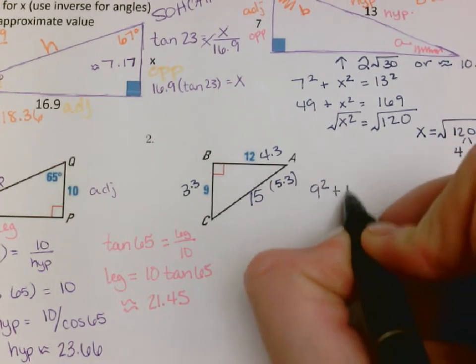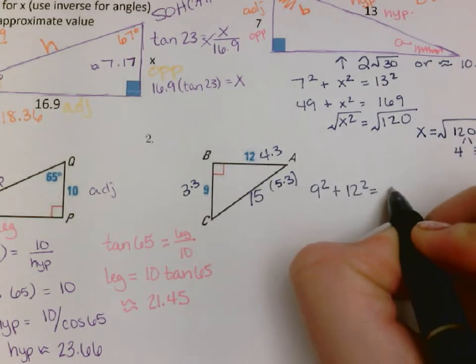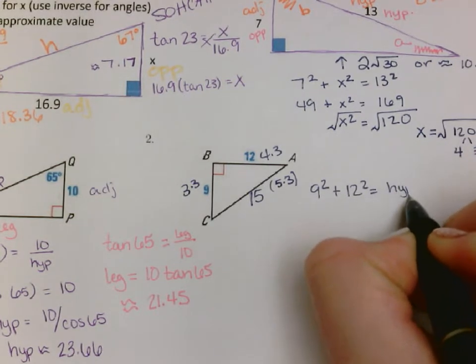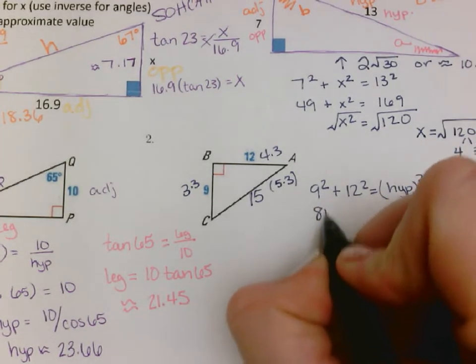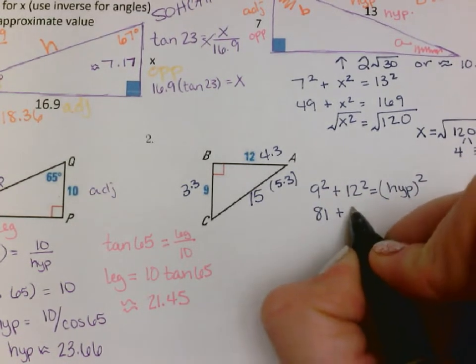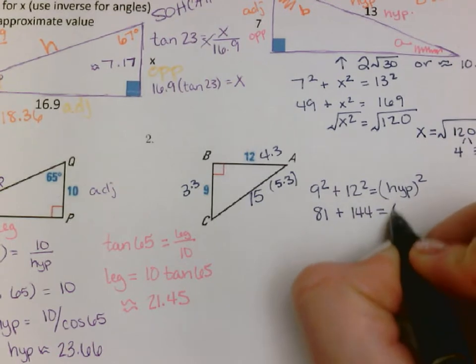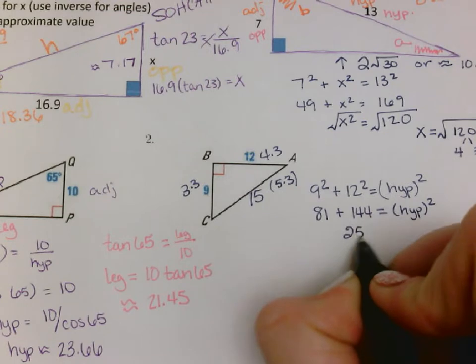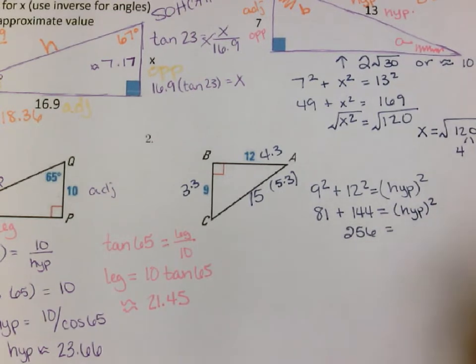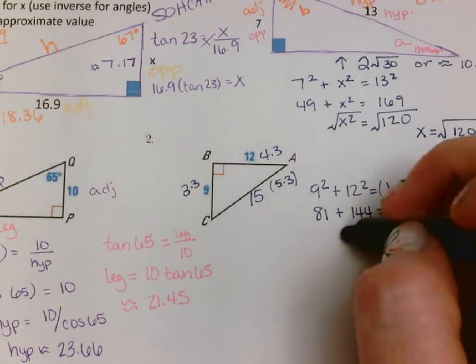9 squared plus 12 squared equals hypotenuse squared. So 81 plus 144 equals hypotenuse squared. 256 equals 250. No, let's try that one again.